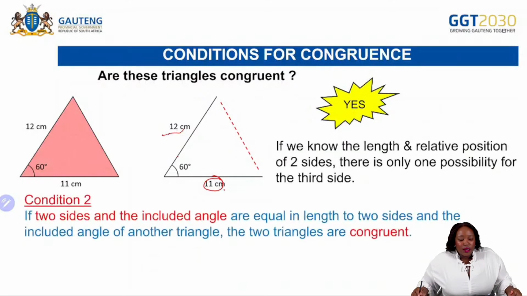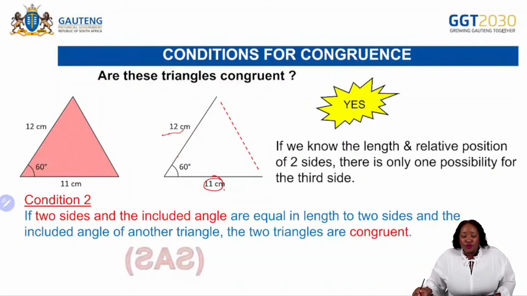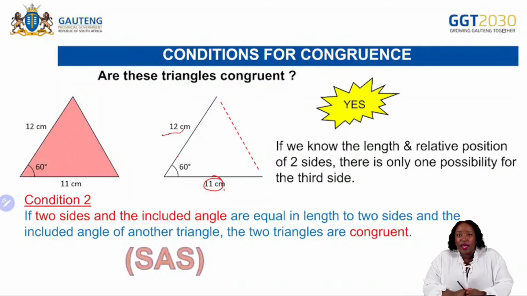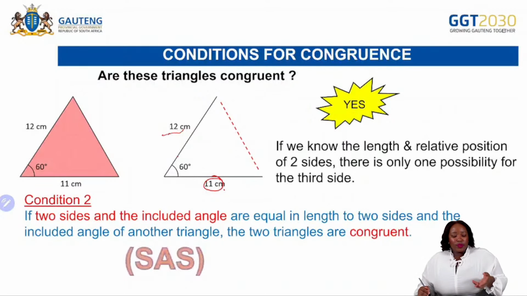All right. So that brings us to the second condition. It says if two sides and an included angle are equal in length to two sides and an included angle in another triangle, the two triangles are congruent, and you have side, angle, side. The angle has to be included. It must be between the sides. If you look at the word, it says, 'sandwiches come from within.' So your angle must come from within the sides. Make sense? Okay, cool.